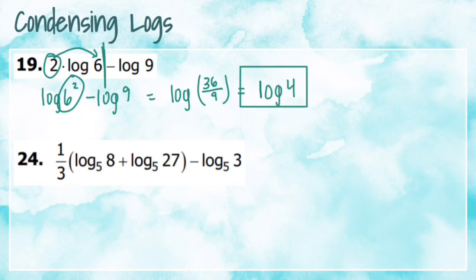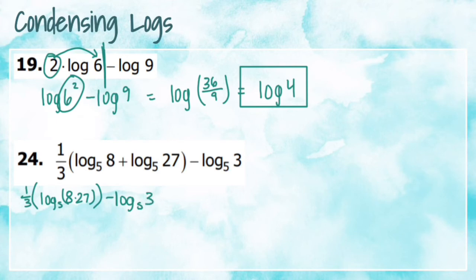Then let's take a look at number 24. This 1/3 applies to all of this. So we are going to need to take care of the 1/3 first. I'm sorry, I said that wrong. We want to work on the parentheses first. So we have 1/3 log base 5, and this is addition, so these are going to be multiplied together, of 8 times 27 minus log base 5 of 3.